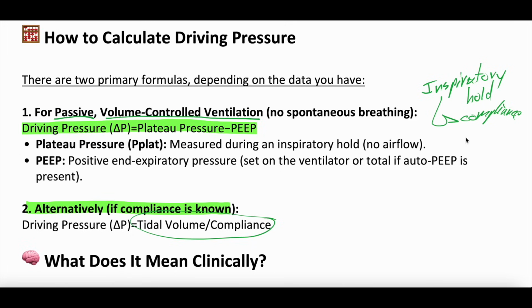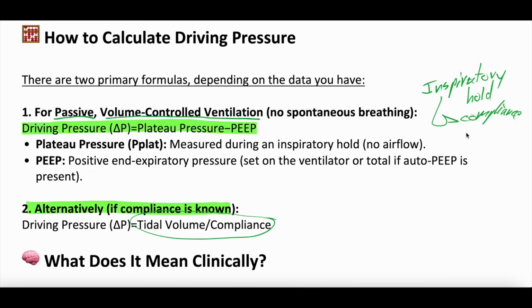If we really think about this, what we're saying is I'm going to push a breath in and hold it, which is going to help me see alveolar pressures, lung compliance. And I'm going to subtract the PEEP from that, and it's going to give me a number. The lower the number, the better, which essentially means the higher the PEEP and the lower the plateau pressure, the better. Whereas if the plateau pressure is going up more than the PEEP is going up, the driving pressure will be higher, and that is worse.